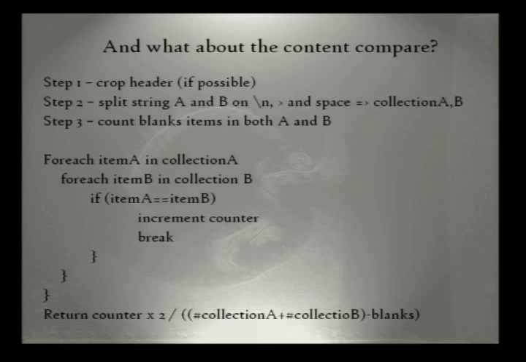Then we count all the blank items in both collection A and collection B, and we do a little loop that says for every item in collection A, loop through all of the items in collection B, and if they are equal, increment the counter, and if you found a match, break out of the loop and look for the next thing that we want to match within those strings. And then what we return is 2 times the counter divided by the number of elements in collection A plus the number of elements in collection B, minus the blanks.